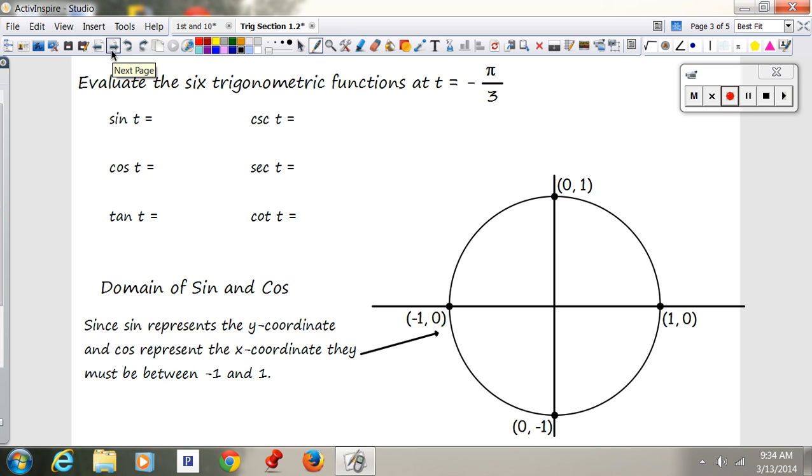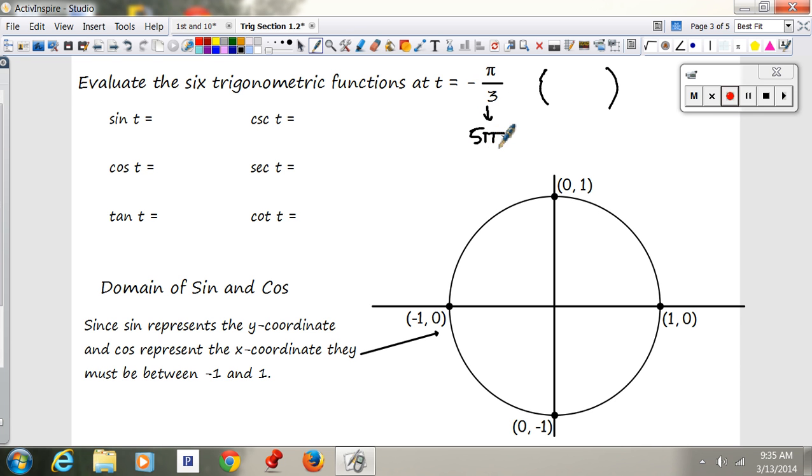Negative pi over 3. Look at either your unit circle or the unit circle on the other side of the paper and see if you can find a coordinate for negative pi over 3. Now, on your own unit circle, you put all the negatives in, right? On that one, the negatives aren't there. So what would actually be the angle on our unit circle that would be the same as negative pi over 3? What's the radian at that point?